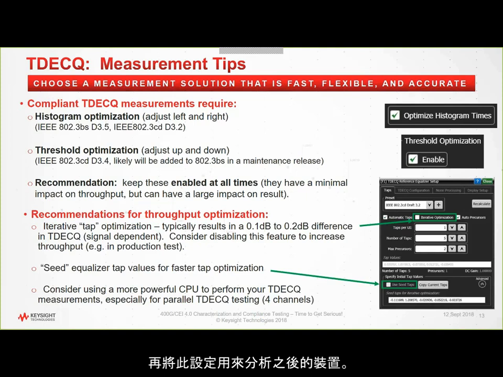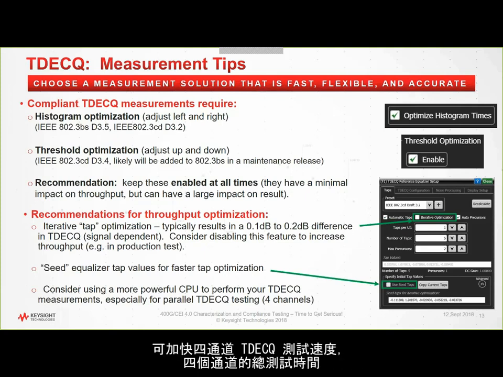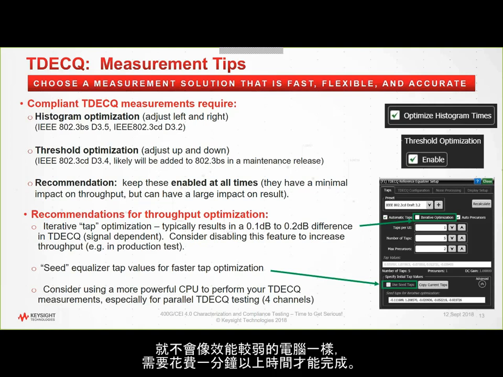One other thing you can do is make sure that you have a very powerful CPU when making these TDECQ measurements. They're very intensive in terms of the computations, and so the more cores that you have, the faster the measurements. As an example, if you're using a powerful CPU, you can get your TDECQ test time on 4 channels down to less than 15 seconds for all 4 channels, as opposed to a minute or more if you're using a less powerful computer.